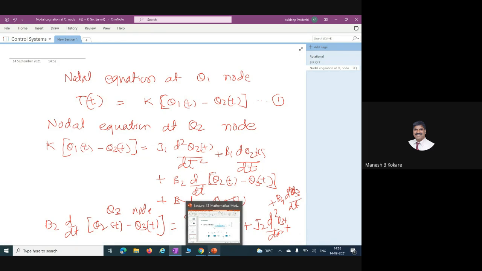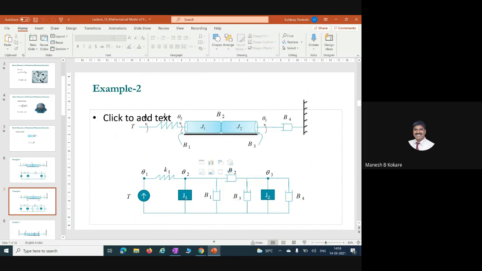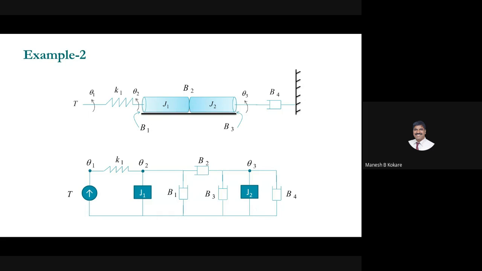So in this way, you can write the nodal equations of a given rotational mechanical system, and then by solving them, you can easily find out the transfer function. So this finishes our rotational mechanical system, translational mechanical system, and electrical system. In tomorrow's lecture, we will study how to find the analogy between electrical and mechanical systems, and how to draw the analogous circuit. So today we'll stop here. If you have any question, you can ask freely. Otherwise, we'll call it a day.